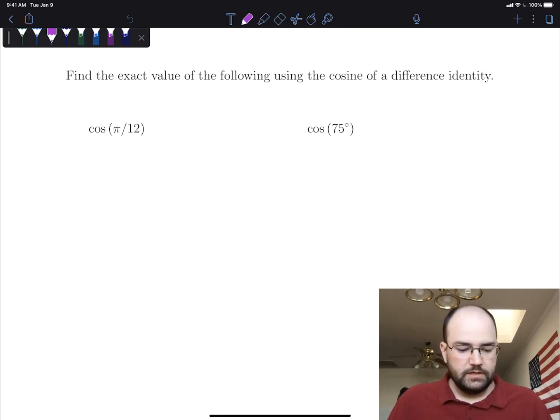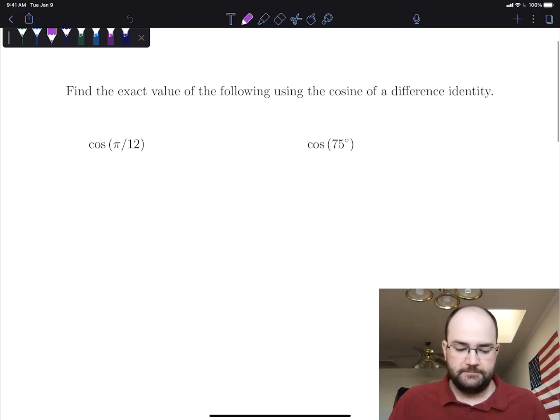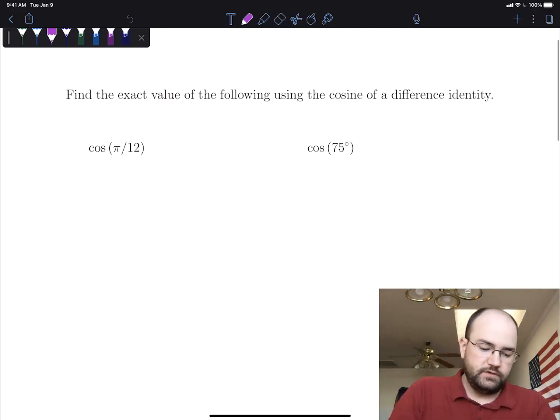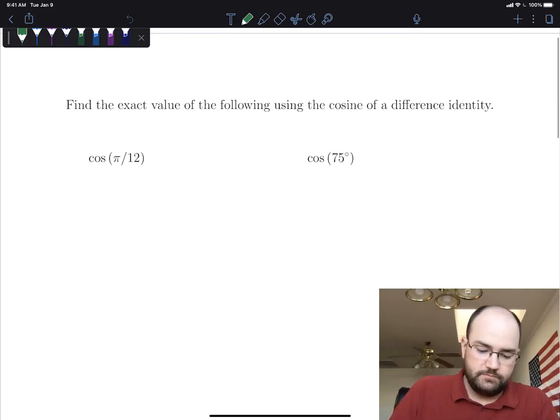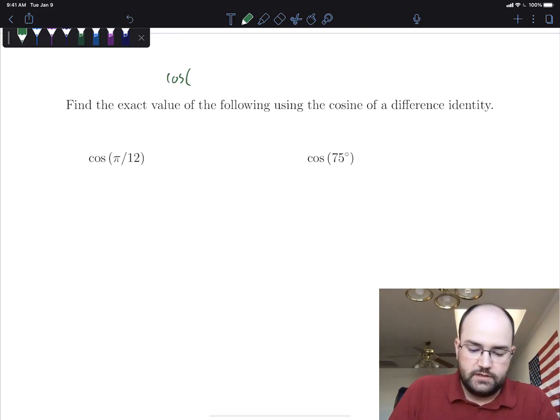Hello. In this video, we want to find the exact value of the following using the cosine of a difference identity. The cosine of a difference would be the following: cosine of alpha minus beta would be cosine alpha cosine beta plus sine alpha sine beta.